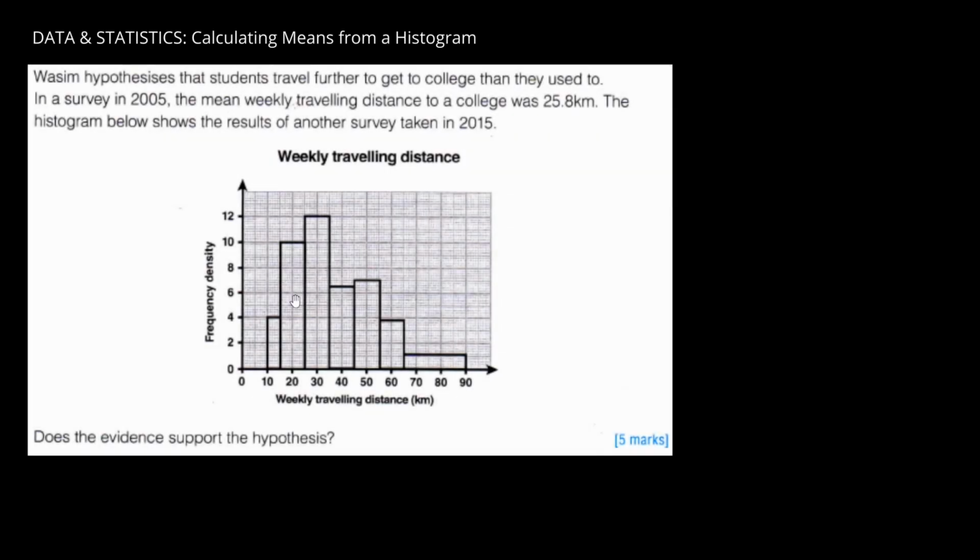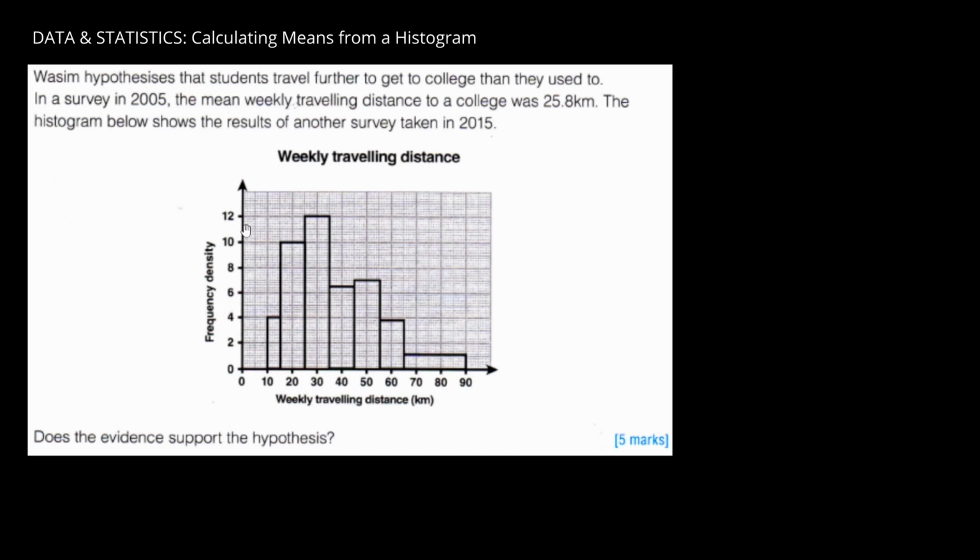Okay, let's have a look at another question involving statistical diagrams. And this time we've got a histogram. Now, a histogram plots frequency density against what we're measuring. A survey in 2005 found the mean weekly travelling distance to college was 25.8 kilometres. And the histogram shows a more recent survey. We've got to work out, does the evidence support the hypothesis that the students travel further?